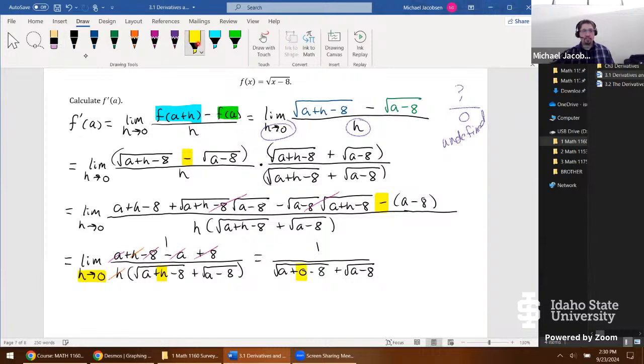So here's the 0 from direct substitution. That means our denominator is just root a minus 8 twice. Combining like terms, we get 1 over 2 root a minus 8. So finally, that's the derivative. For any value of a in the domain of this function, this will give you the slope of the tangent line. Well, any questions at all with that computation, folks?